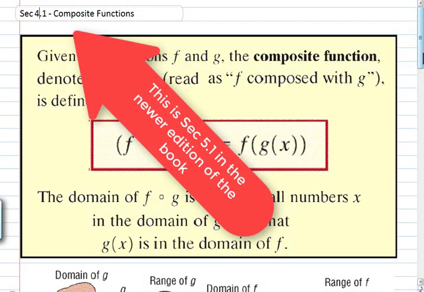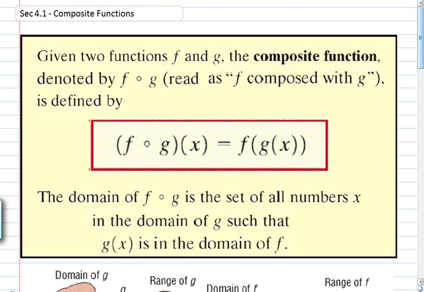Section 4.1 is composite functions. Here's the definition of a composite function. Given two functions f and g, the composite function, denoted by f composed with g, and that's how you would read that. It's not fog, even though that's what it looks like, is defined by this function. F composed with g is equal to f of g of x.